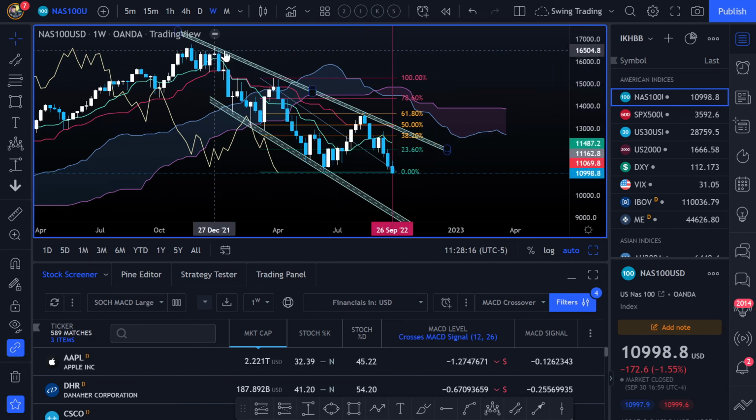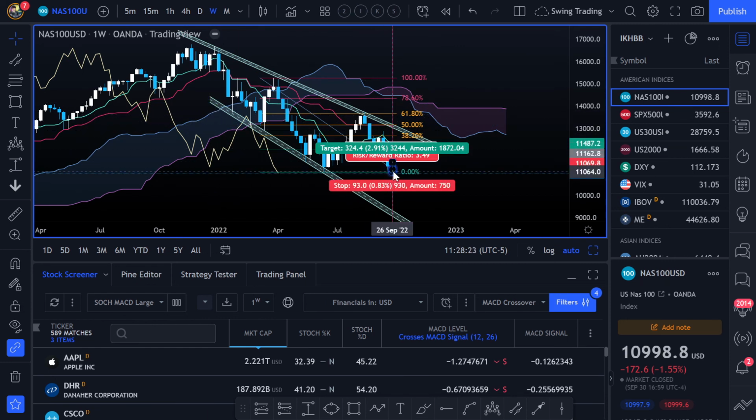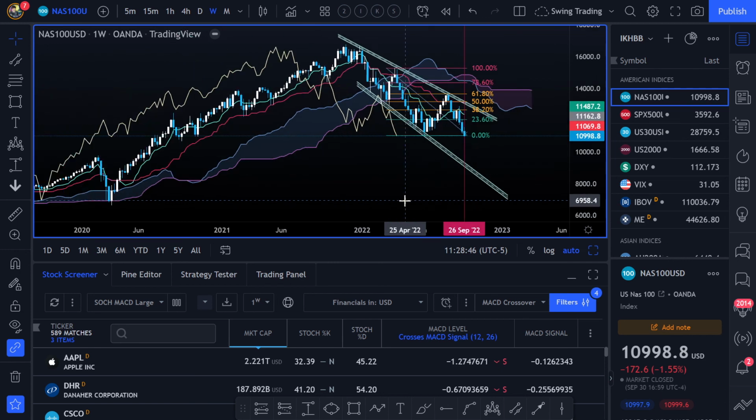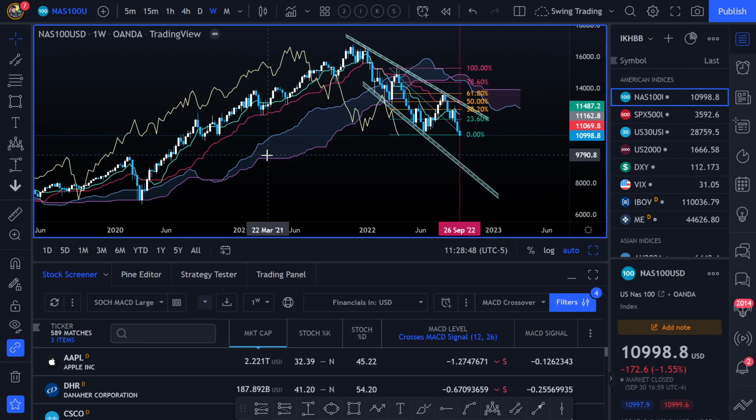You can see that I drew the descending channel, a descending broadening channel. And well, perhaps the target of this bearish scenario is all the way down to this lower support trend line of the descending broadening channel, all the way to 9,000. So, well, that's a huge drop. So let's see what happens and if it actually happens.